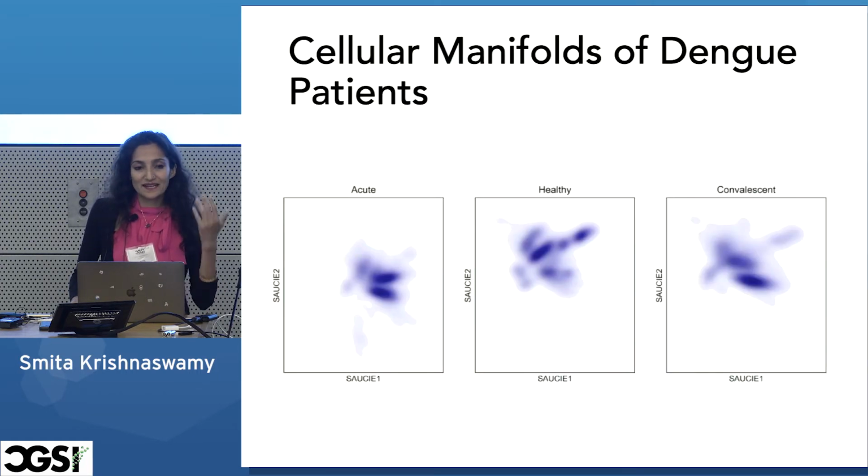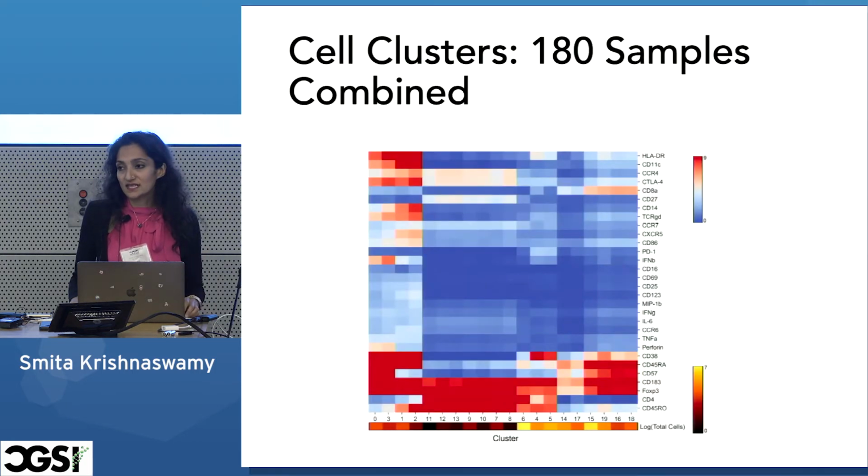So then we can combine all these 200 patients. They were all dengue patients. And then we can do this type of analysis where we see the acute combined manifold, the healthy manifold, and the convalescent for this infectious disease. And we came up with actually very interesting signatures of these dengue patients.